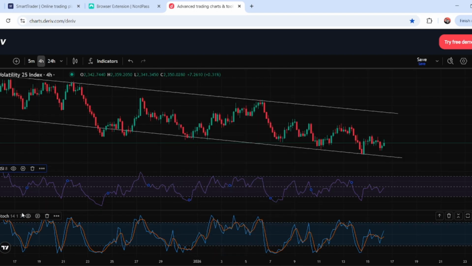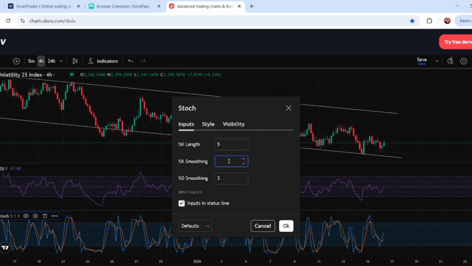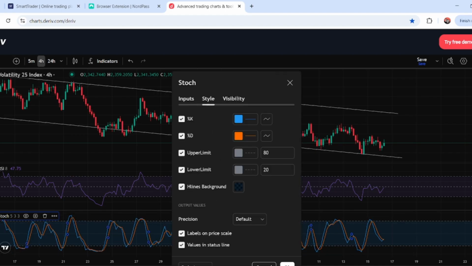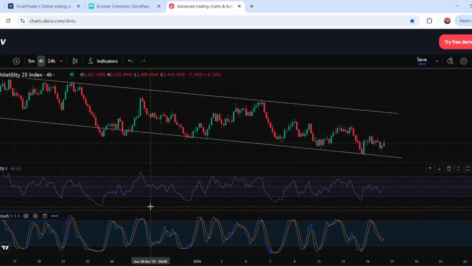Then for stochastic, I think I have those details here on my phone. Let me just check. Okay, for stochastic, we are going to adjust it to 5, 3, 3. I will leave it at 5, 3, 3. Okay, 5, 3, 3 is okay. So these are the two indicators that you need.